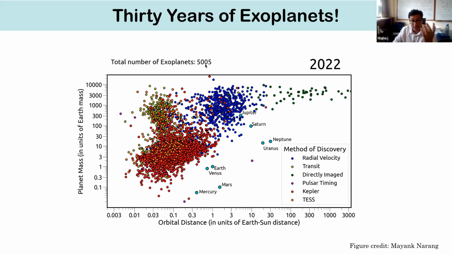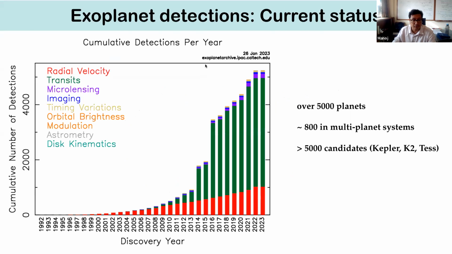Now the total number detected is, I think, 5,200 or something. This is another way of representing the same thing: the cumulative distribution of detection. As you can see, this probably has already been talked about. The radial velocity technique dominated the detection statistics until about 2013 or so.